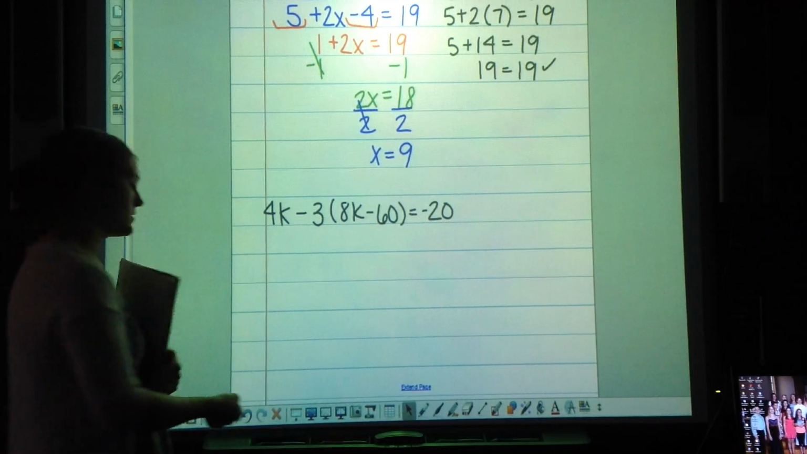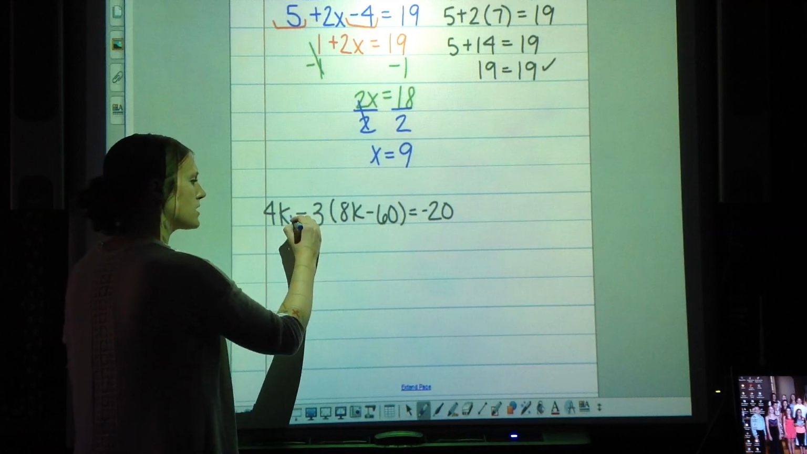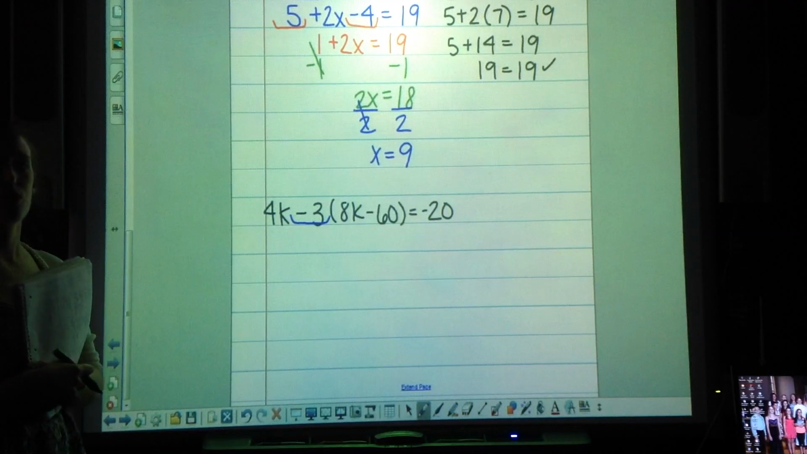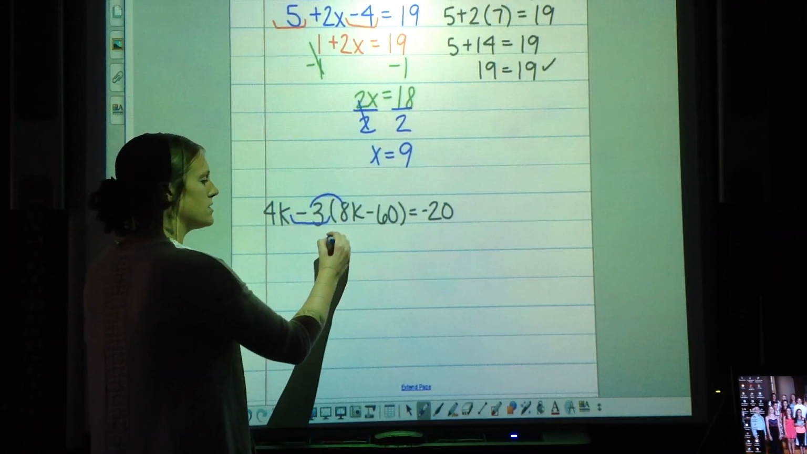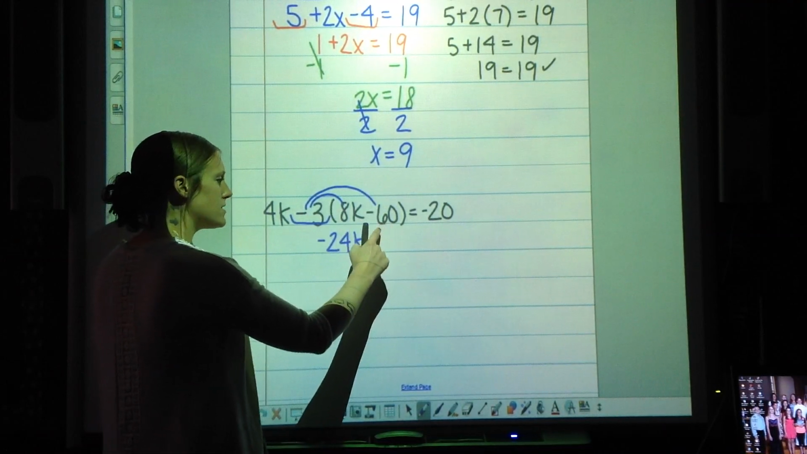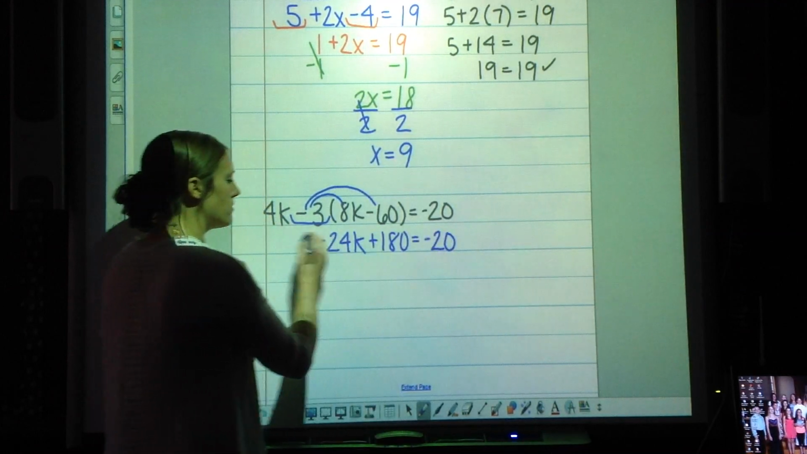Okay, here's the trick to this one. When you're distributing, whatever number is connected to the parentheses is what you're distributing. That is a negative 3. You always take the sign out in front. So negative 3 times 8k is negative 24k. And negative 3 times a negative 60 is a positive 180. Drop everything else down.